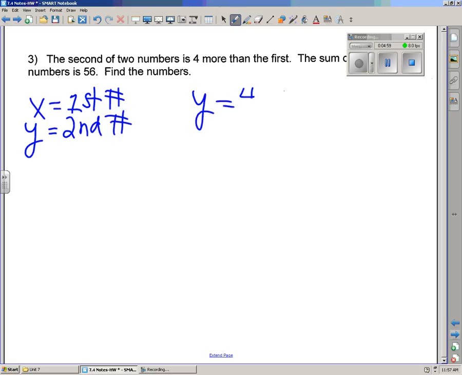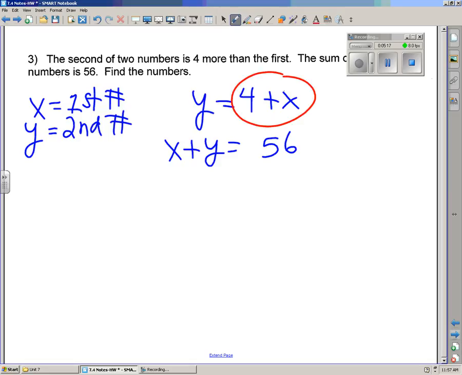y is 4 plus x. Remember, second is 4 more than the first. The sum of those two numbers, x plus y, is 56. So all I now need to do is solve the equation, but this is perfect for substitution.